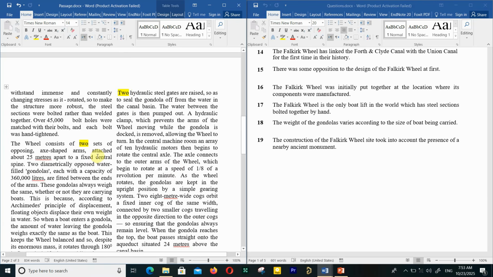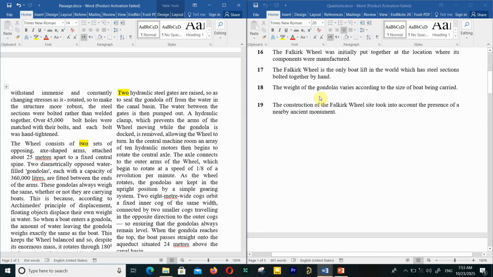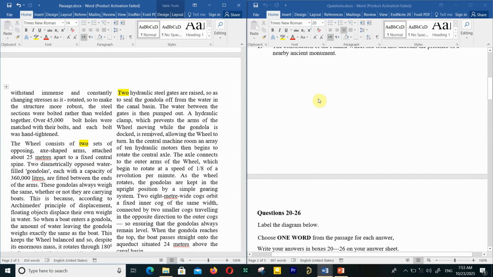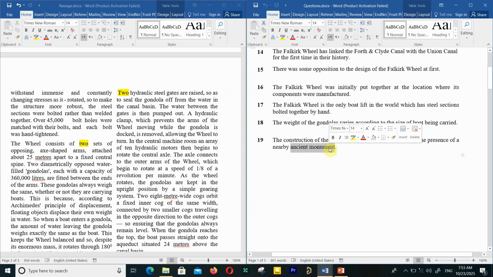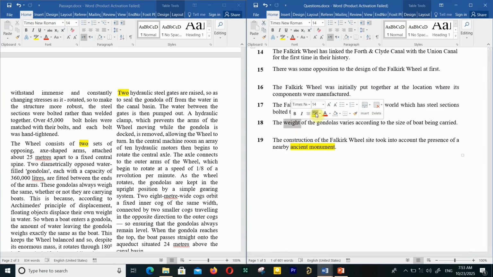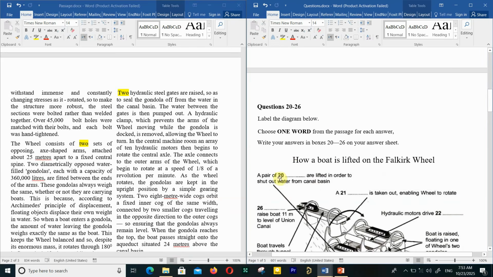But which one can we choose to find our answer? Just go back to the questions. 19. The construction of the Falkirk Wheel took into account the presence of a nearby ancient monument. Maybe ancient monument is a great keyword to search for. The weight of the gondolas varies according to the size of the boat being carried, and maybe gondolas. So why did I choose these keywords? Because these keywords are probably before question 20.